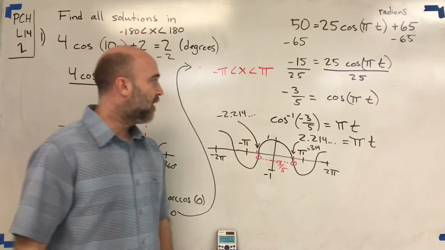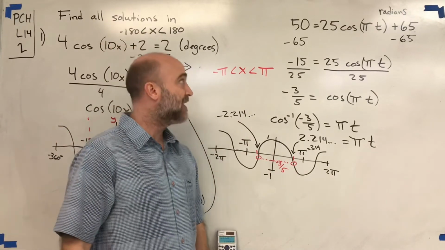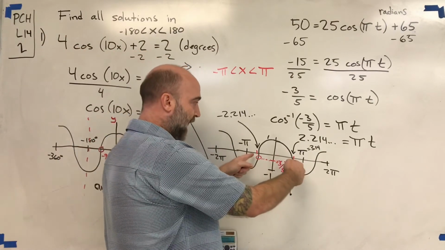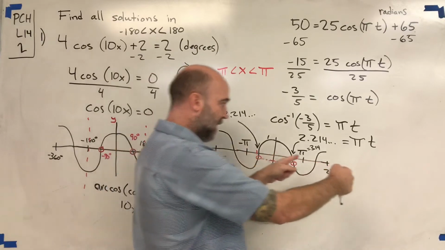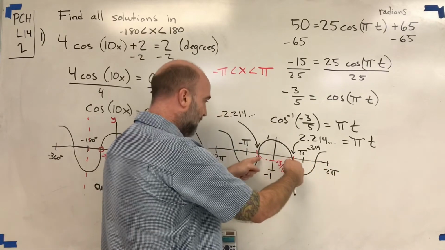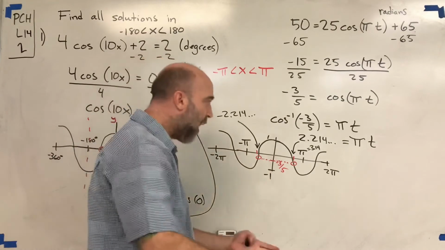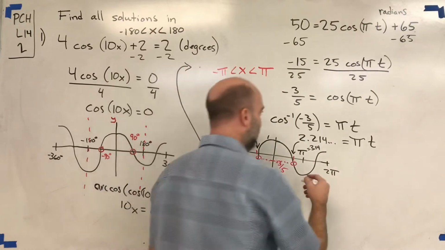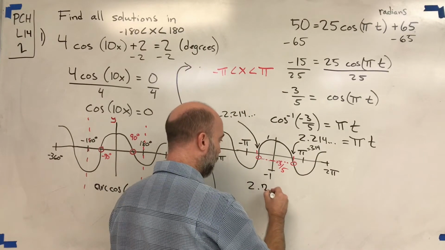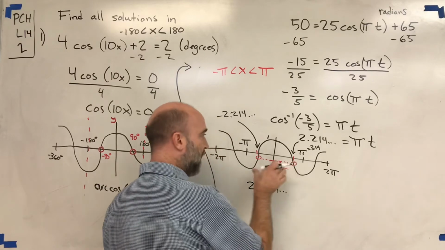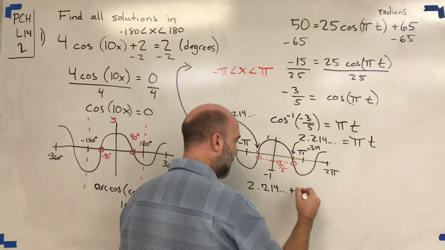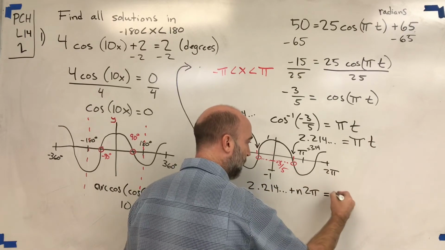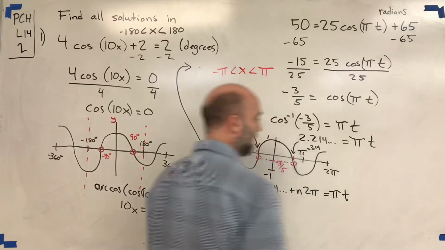All right. The one thing that we always need to consider, since we were asked for all solutions, is that idea of the oscillating and repeating function. So these two answers get repeated this way, every 2 pi in this case. So what I do is, this is what I had, 2.214 dot dot dot, and then it repeats every 2 pi. So plus n 2 pi. And that was equal to pi t. That's that one.